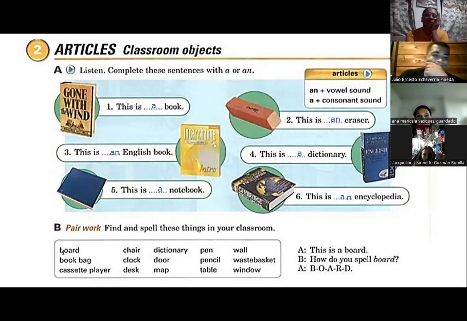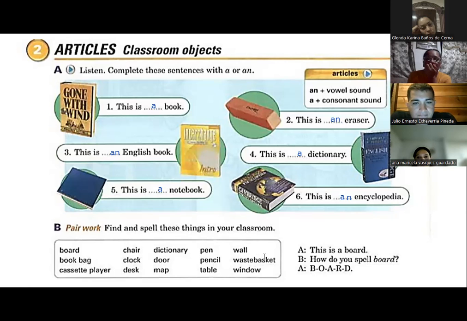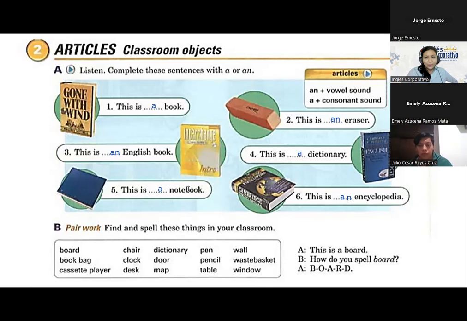So we have more things here: board, book bag, cassette player, chair, clock, desk, dictionary, door, map, pen, pencil, table, wall, waste basket, and window. With all these things, do we use a or an? We say a board, a book bag, a cassette player, a chair, a clock, a desk, a dictionary, a door, a map, a pen, a pencil, a table, a wall, a waste basket, a window. Okay, it's correct.